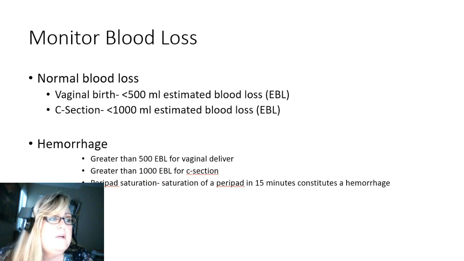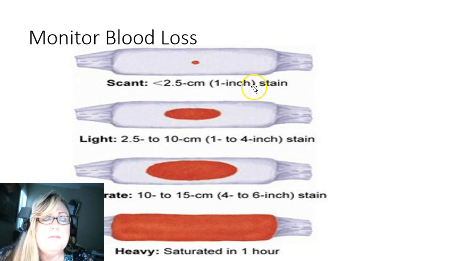And so I just want to let you look at the blood loss. So bleeding, normal bleeding is all of this. Scant, a 1-inch stain. This is in an hour. Light, 1 to 4 inch stain in an hour. Moderate, 4 to 6 inch stain in an hour. And then heavy bleeding is saturating a complete peri-pad in an hour. This is where we really start to get concerned.